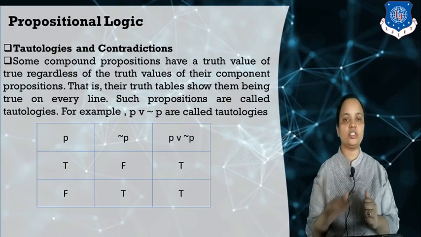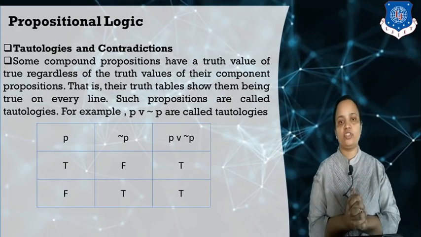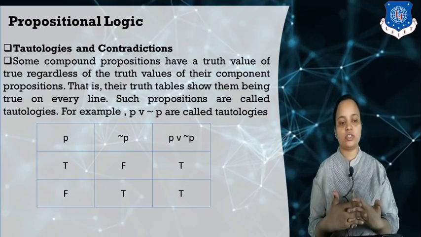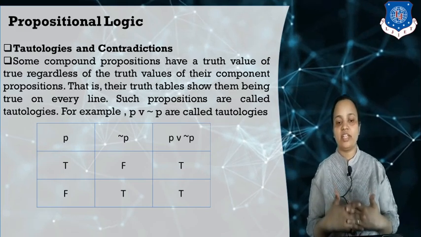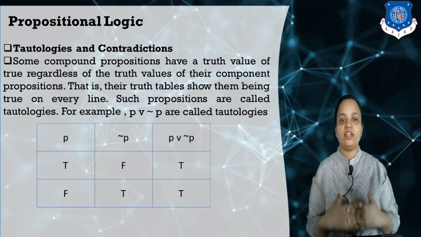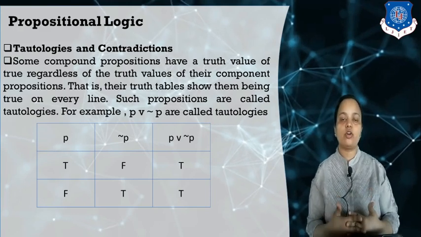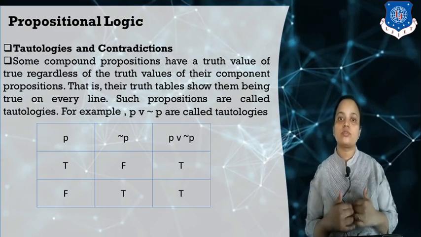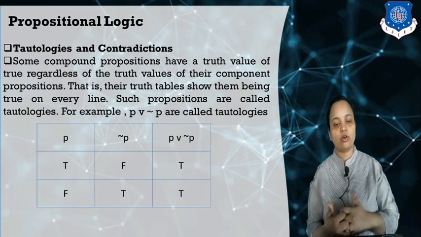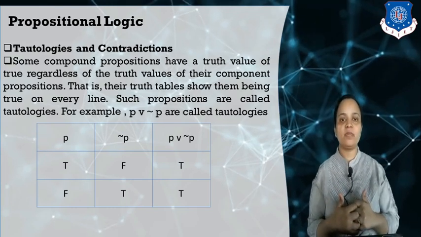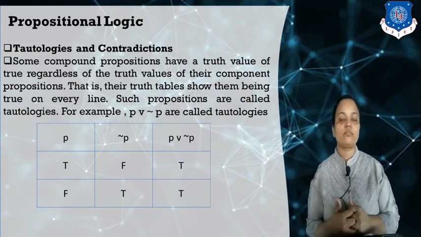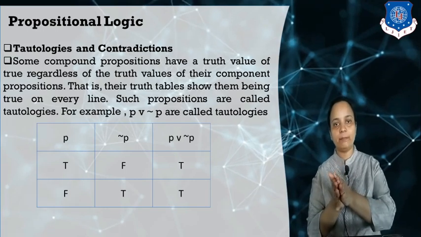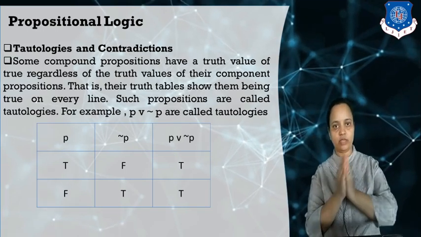Now next is tautologies. Some compound propositions have truth tables that are true regardless of the truth values of their component propositions. The truth table shows them being true on every line. Such propositions are called tautologies. For example, P or complement of P. Here P contains two values, true and false. What is the complement of P? If P is true, it is false. If P is false, it is true.